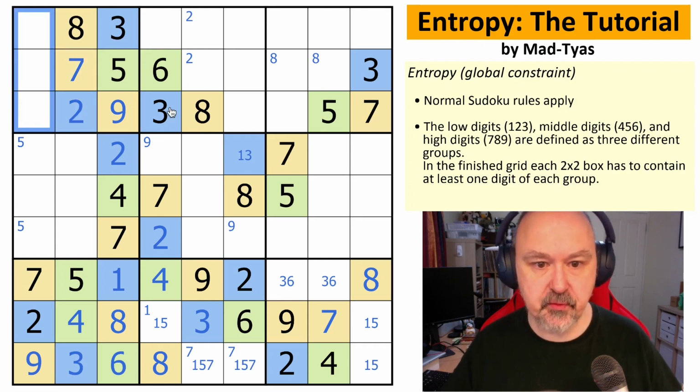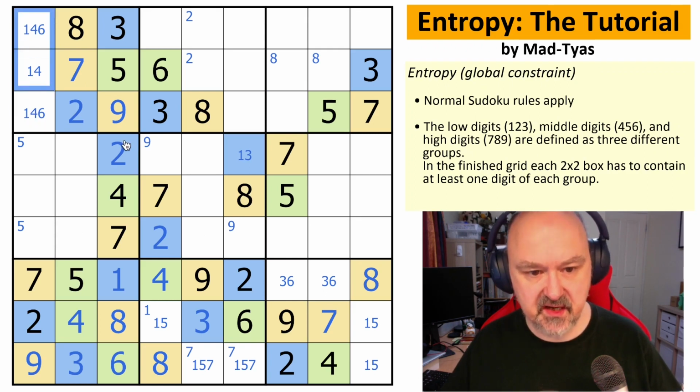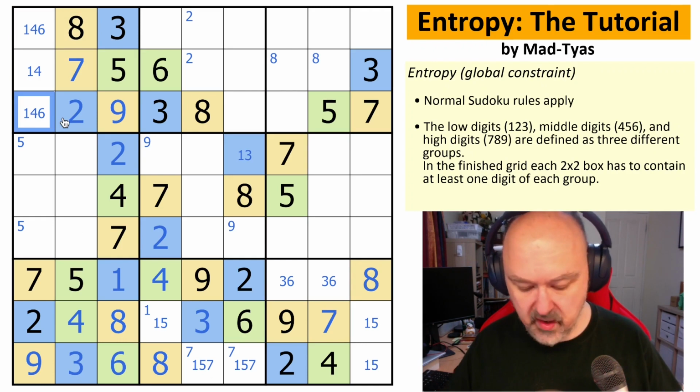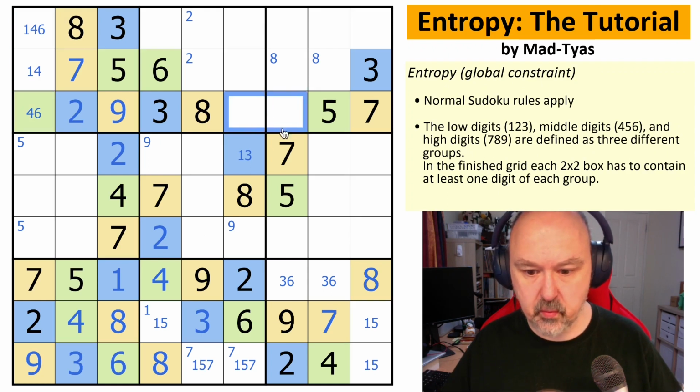That makes this a triple, which is 1, 4, and 6. This cannot be the 6. Now, this must contain a 1. And there must be a 1 in here because this has to contain a blue and a green. And if I was to put the 1 there, there would be no blue in this 2x2. So there is no 1 here. This is therefore green. There must be a 1 over here. This is 1, 4, and 6.